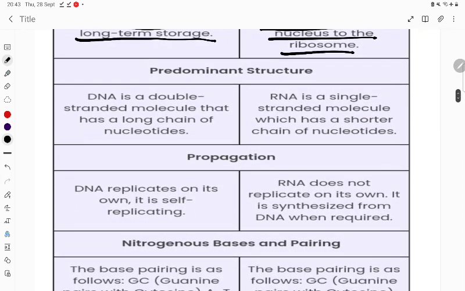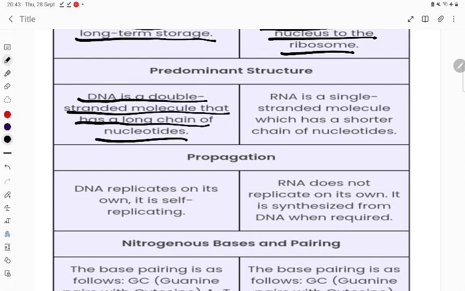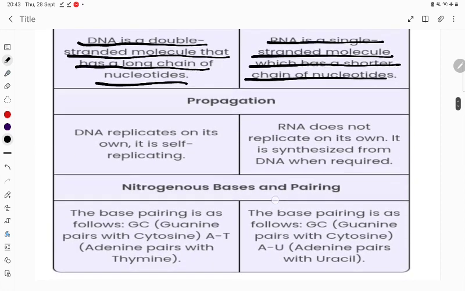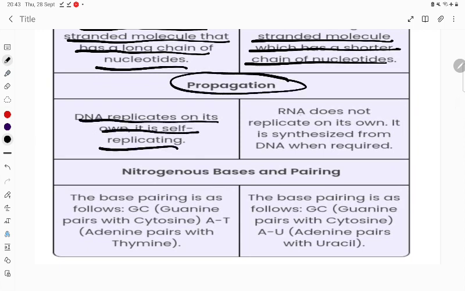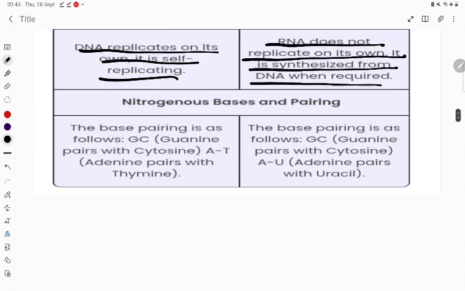Now predominant structure, DNA is the double stranded molecule that has long chain of the nucleotide. RNA is the single stranded molecule which has the shorter chain of the nucleotide student. Next one, propagation. DNA replicates on its own, it is self-replicating. RNA does not replicate on its own, it is synthesized from the DNA when required.